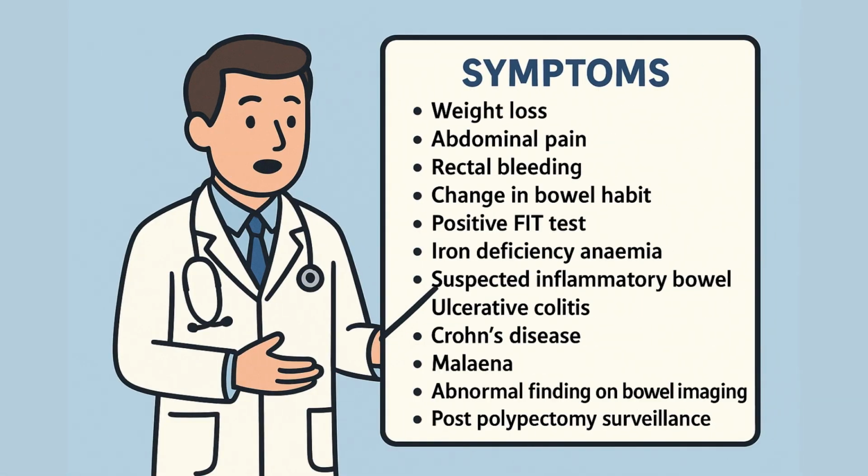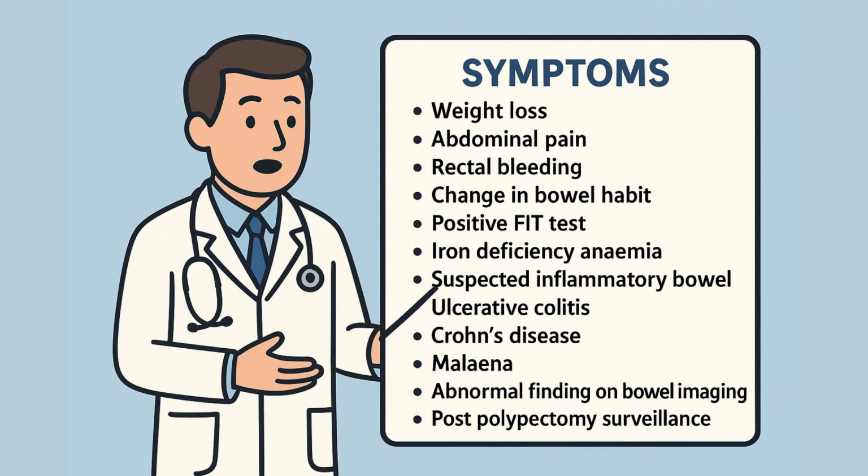You may have been referred for a colonoscopy or a flexible sigmoidoscopy procedure for any of the following reasons. You may have a history of sudden weight loss. You may be experiencing abdominal pain, rectal bleeding, or a change in bowel habit, meaning that you are suffering with either constipation or diarrhea. You may have a positive FIT test, meaning that blood has been found in your stool sample. You might be being investigated for iron deficiency anemia, or may have suspected inflammatory bowel disease, ulcerative colitis, or Crohn's disease. You may have noticed melena, which is where you can see blood in your stool.